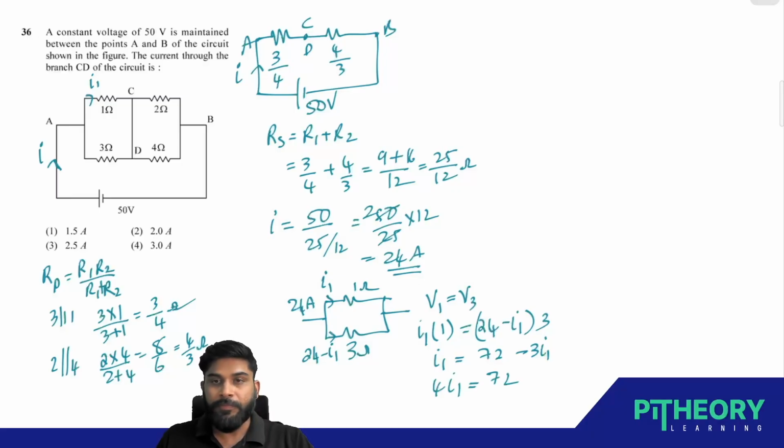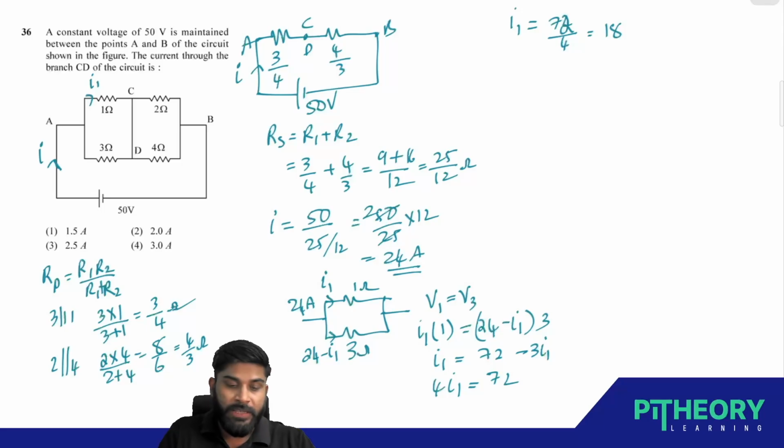Very clear. So here we can find now I1. How much is that I1 equal to? I1 is nothing but 72 divided by 4. How much is that? One time it will go, remaining 32, 8 times. So the current through the top branch, how much is that equal to? 18 ampere.